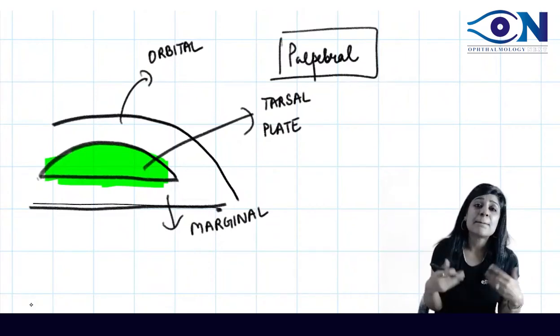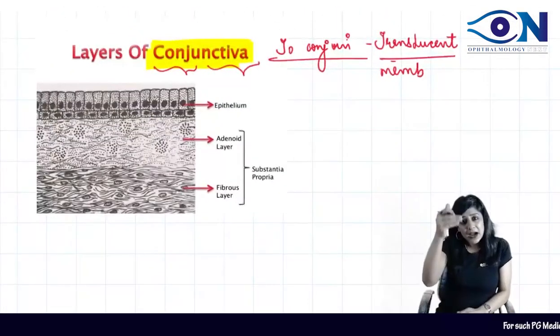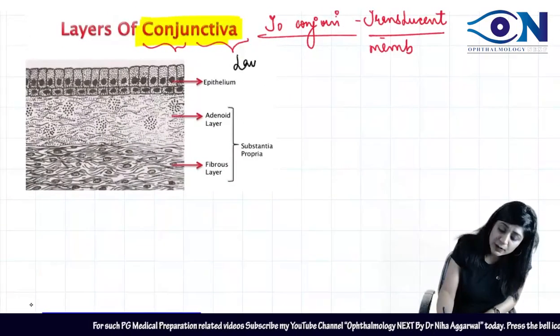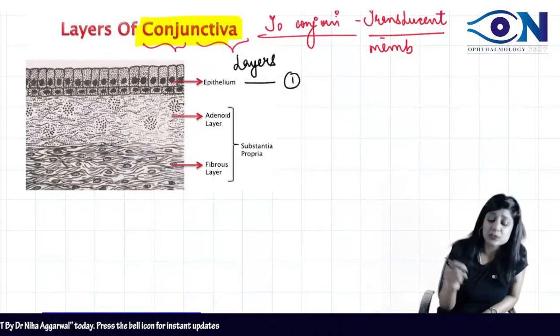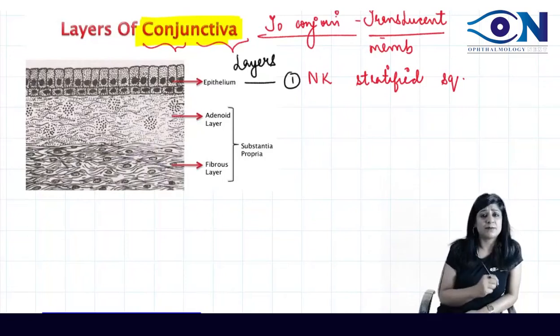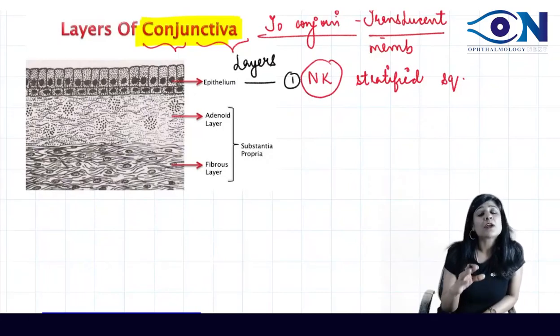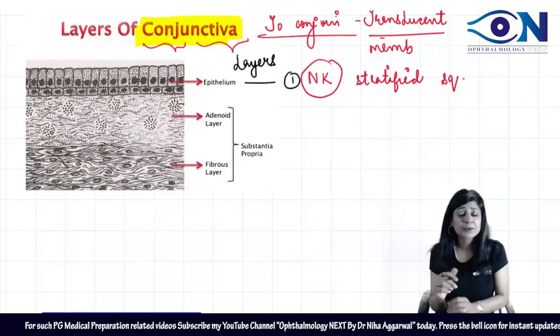Now, if you see the parts of the conjunctiva, we will go back to this image. Let us talk about the layers of conjunctiva. First is the epithelium. What is the kind of epithelium we have? It is the non-keratinized stratified squamous epithelium. What is the significance? This is important because we require lubrication not only in the conjunctiva but also in the cornea.